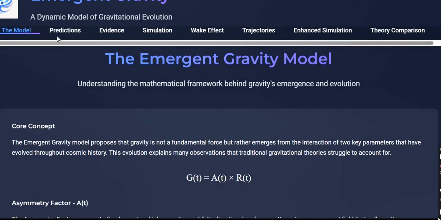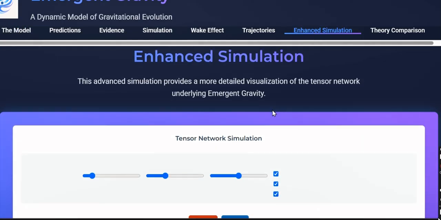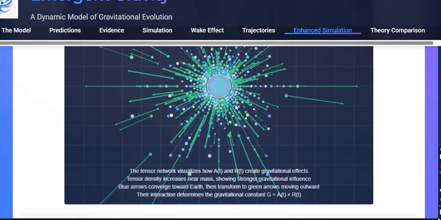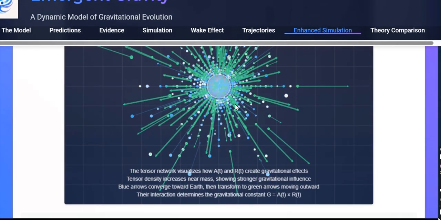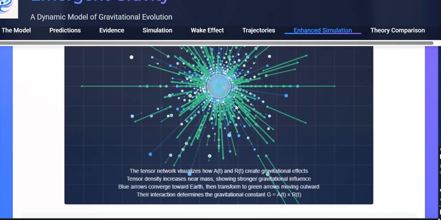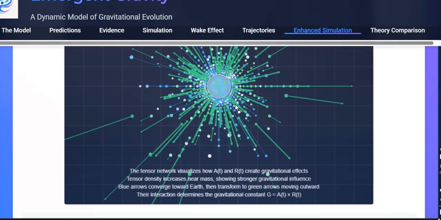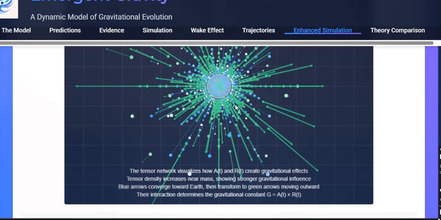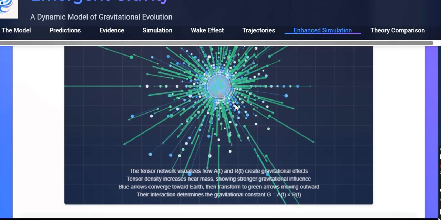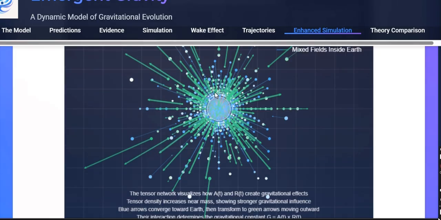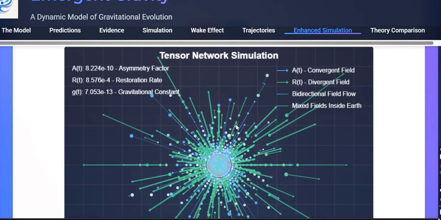Inside Earth, you can see both blue and green arrows mixing together. This represents the complex interaction of these fields within matter itself, where both convergent and divergent processes occur simultaneously. One of the most important aspects of this visualization is the bidirectional flow. Watch carefully, and you'll see that nodes don't just send out arrows, they cycle between states.